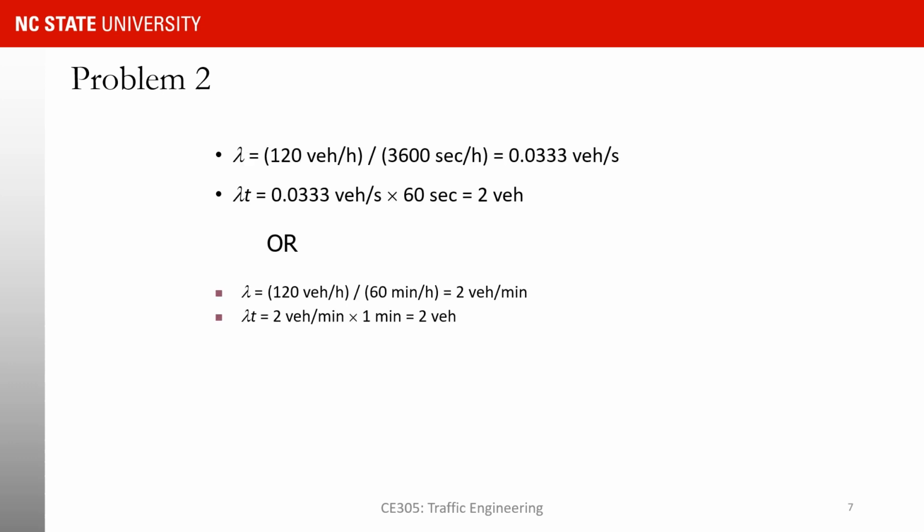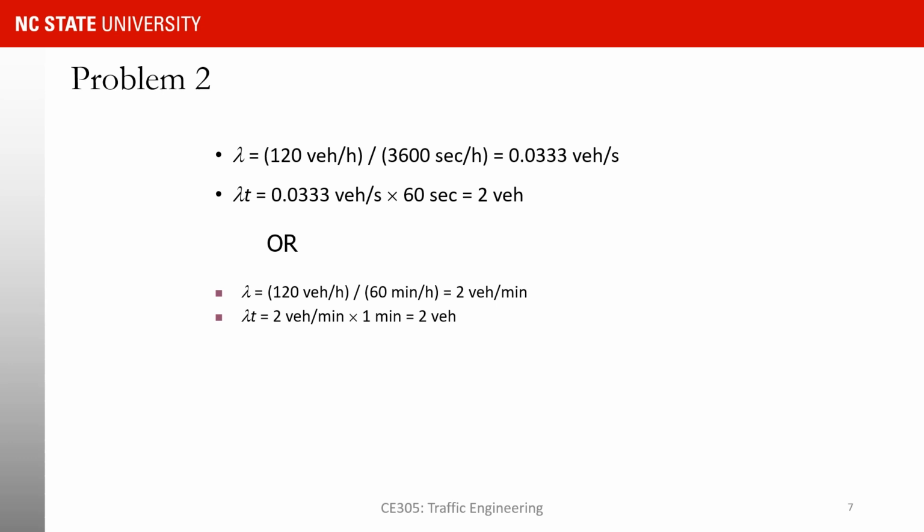So the arrival rate is given to us. It's 120 vehicles per hour. Here I'm converting it to vehicles per second. So you just need to divide it by 3600. That's going to give us 0.033 vehicles per second. Lambda t is equal to 0.033 vehicles per second into 60 seconds, or 2 vehicles per minute.